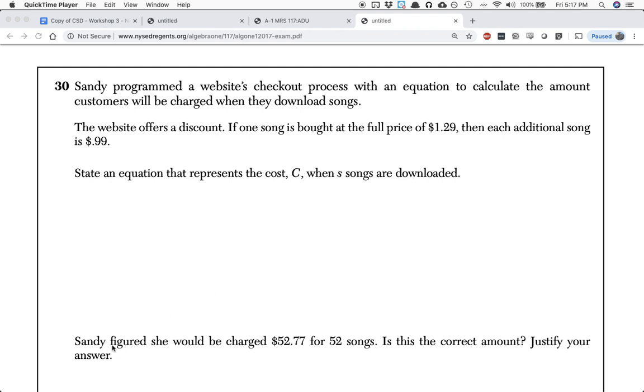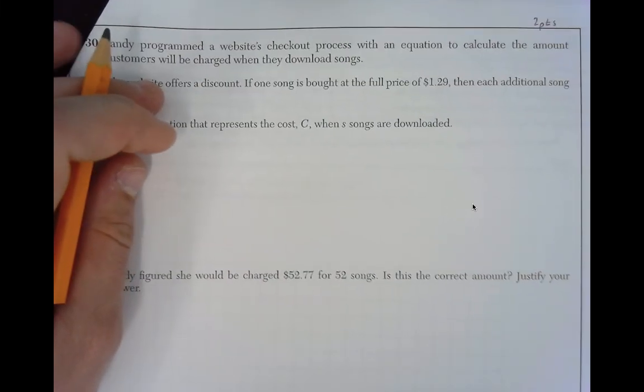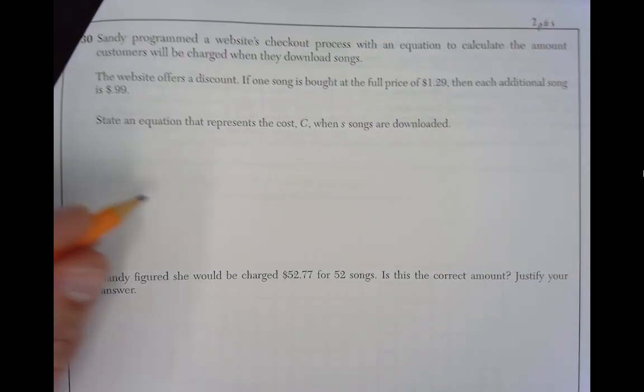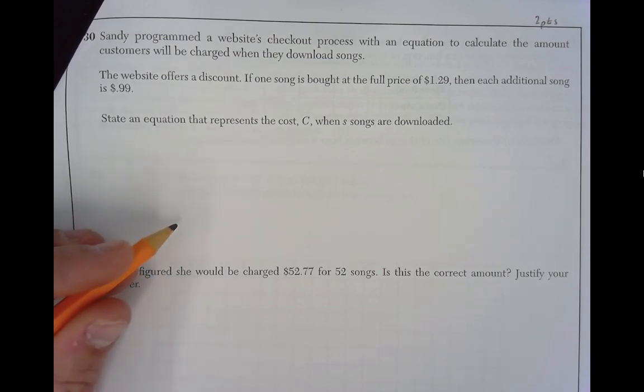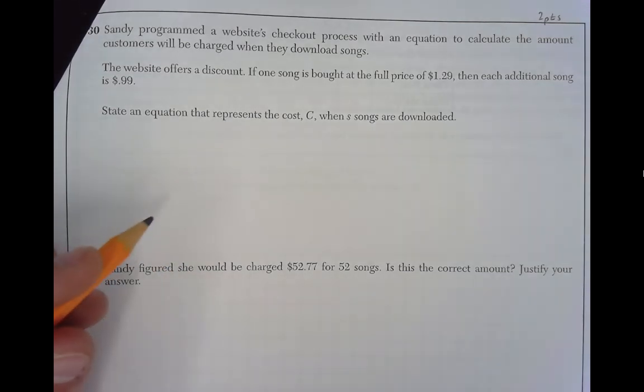And then Sandy figured it would cost this much for 52 songs, and we've got to make sure, is that the correct amount or not? So let's get to it. This one's a little bit tricky, and I'm going to have to talk about the later part early on to be able to reason why I'm doing one thing, and you'll see what's going on then.